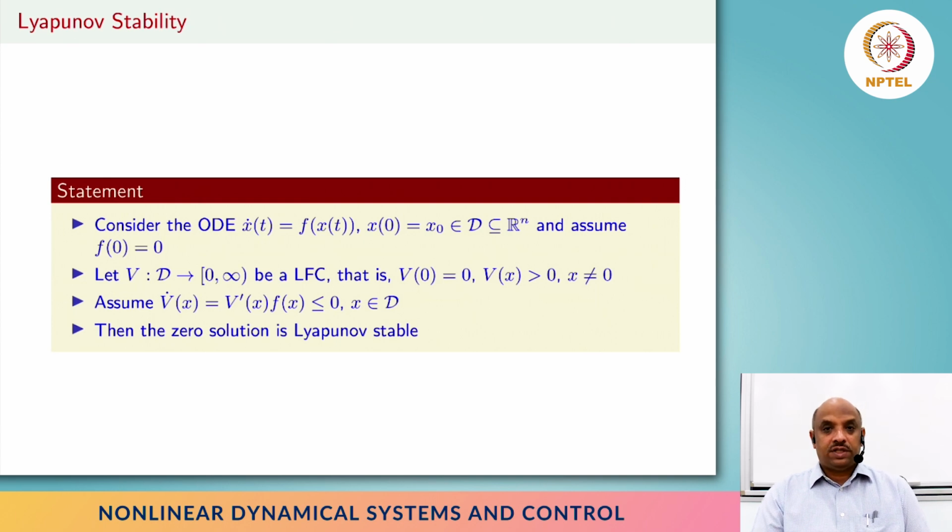So I want us to understand the terminology. Lyapunov function candidate means simply there is some positive definite function, and if it satisfies the second condition, that is V dot of x less than or equal to 0, which is a function of x given by V prime of x times f of x, the inner product between those two vectors, then we call that function actually a Lyapunov function. So essentially what we are saying is, if for a given ODE we have a Lyapunov function, then the zero solution is Lyapunov stable.